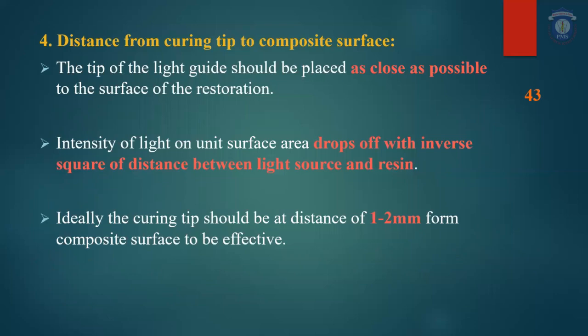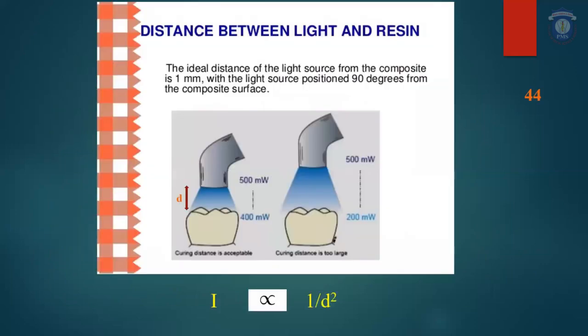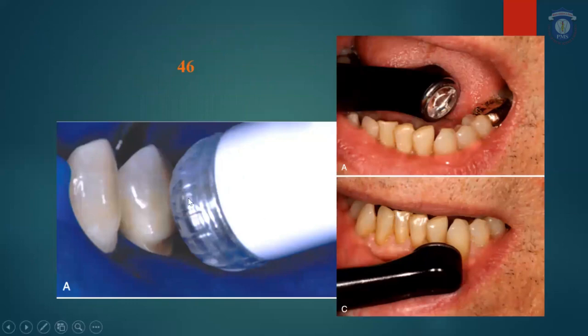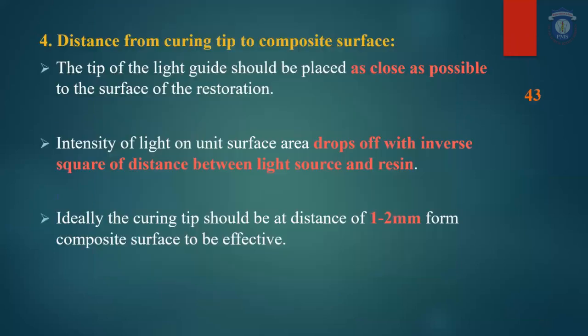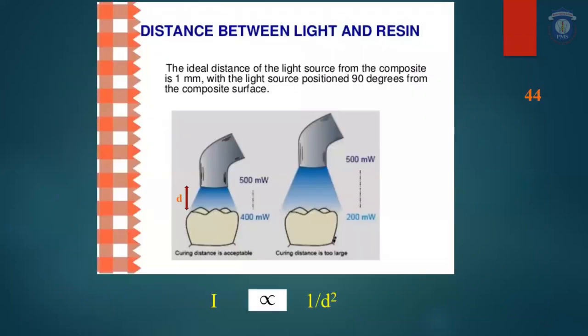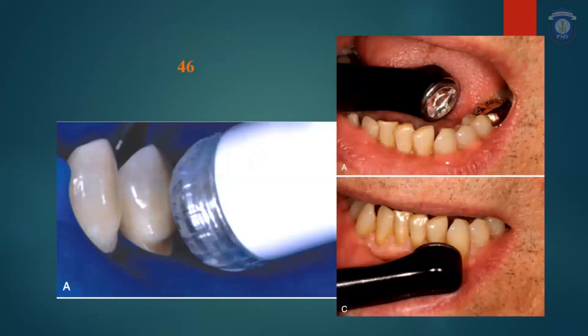Next factor determining the degree of conversion is the distance from the curing tip to composite resin. That is, the distance between the tip of the unit and tooth surface. In simple terms, the tip of the curing unit must be as close to the tooth surface as possible. That is the simple answer. And if somebody is asking you a value, then ideally the curing tip should be at a distance of 1 to 2 millimeter from the composite surface to be effective. As distance increases, the intensity also decreases. So the curing tip must be as close to the tooth surface as possible.